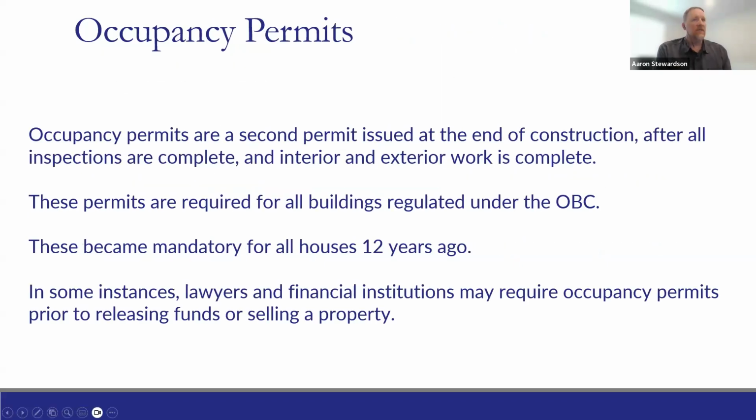So occupancy permits. Probably most of you on the call here haven't heard about an occupancy permit before. So an occupancy permit is issued after the building permit. So prior to you being able to actually use the building, the Building Code Act requires an occupancy permit to be issued. This became mandatory about 12, 14 years ago in housing. And essentially what happened to the housing market is that this became a requirement. And then as it got phased in, lawyers and banks started requiring the occupancy permit to be issued prior to releasing money.